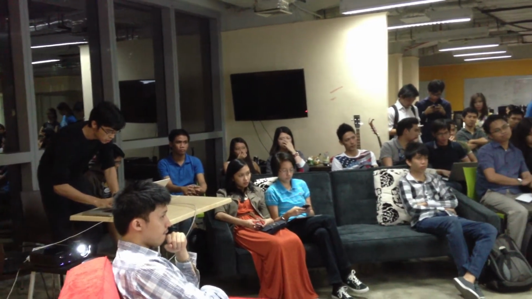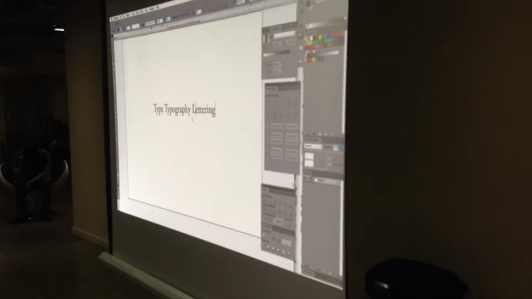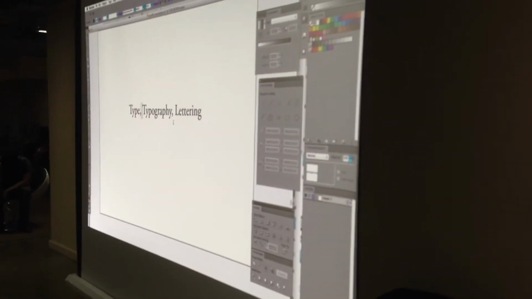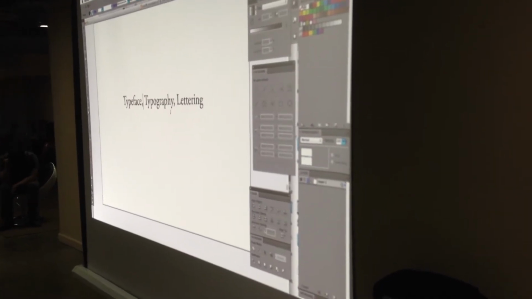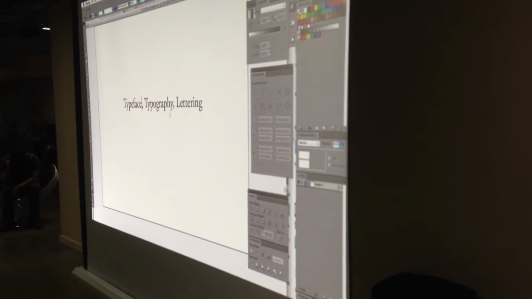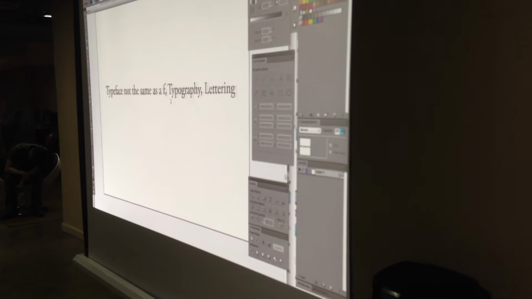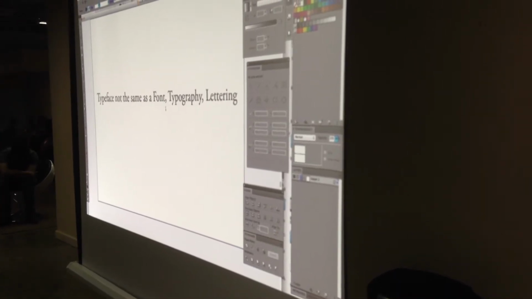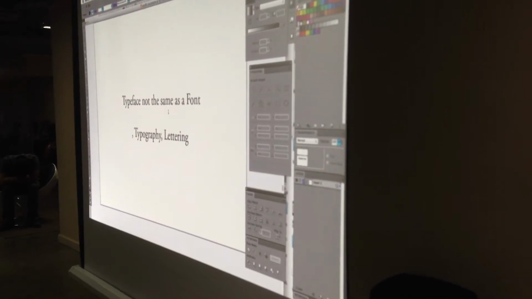Just a short way of, maybe we should differentiate between these three things. So you have type, typography, and lettering. So type is, when you say a typeface, this is something more and more people know, but it's not the same as a font. A font is difficult for us to get our heads around now because a font is not the same thing as it used to be.